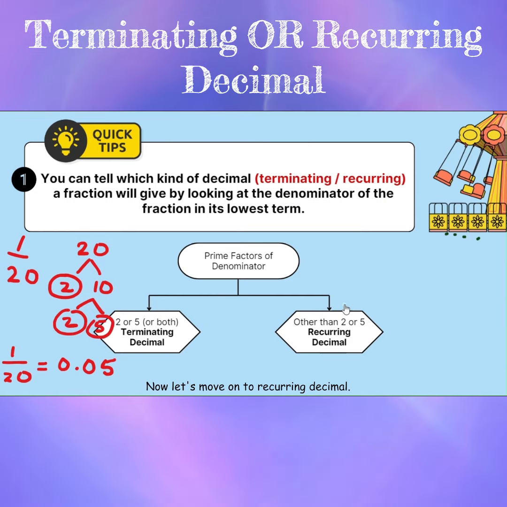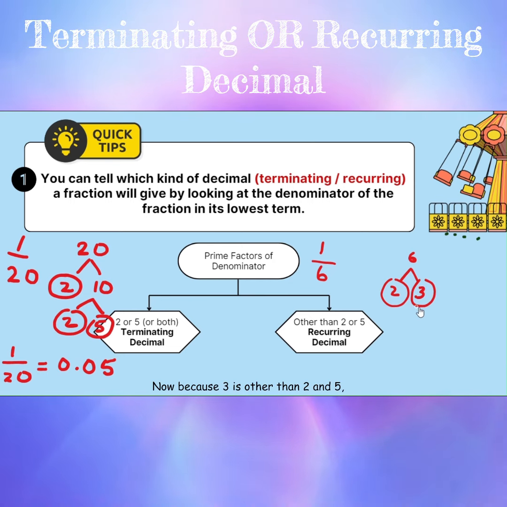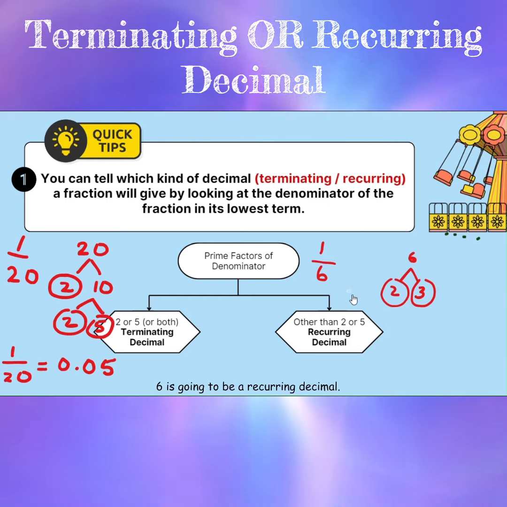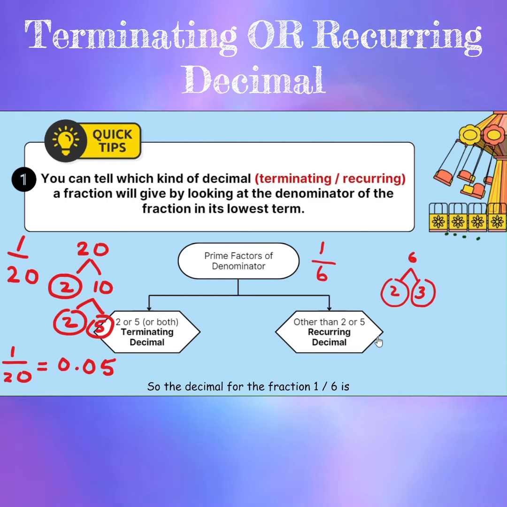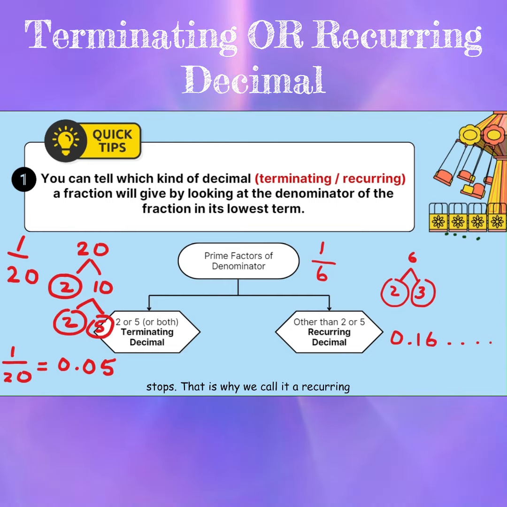Now let's move on to recurring decimals. An example for a recurring decimal is the fraction 1 over 6. If we find the prime factors of 6, we get 2 and 3. Now because 3 is other than 2 and 5, that means that the decimal for 1 over 6 is going to be a recurring decimal. So the decimal for the fraction 1 over 6 is 0.16666, and this never stops. That is why we call it a recurring decimal.